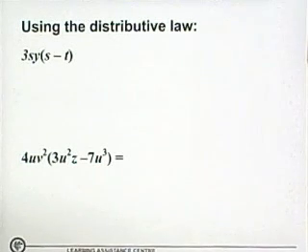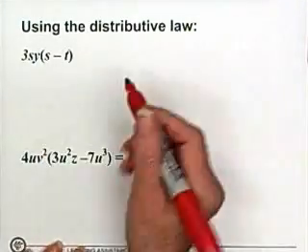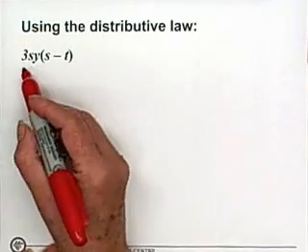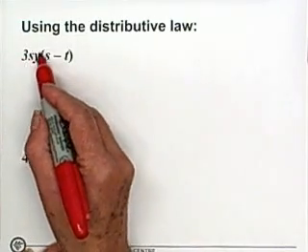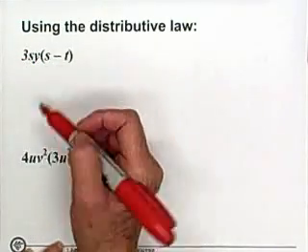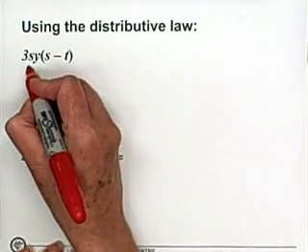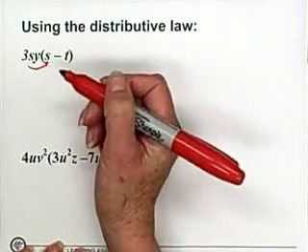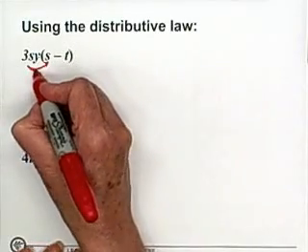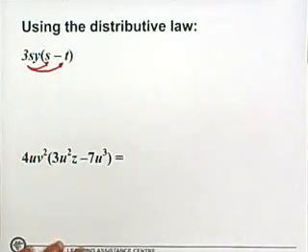Now in this question we're going to be using the distributive law, and if you're not sure of the distributive law, you can look at the video on it. What happens when you use the distributive law, we have 3sy times s minus t. With the distributive law, we take 3sy and multiply it by the s, and then take 3sy and multiply it by the minus t.